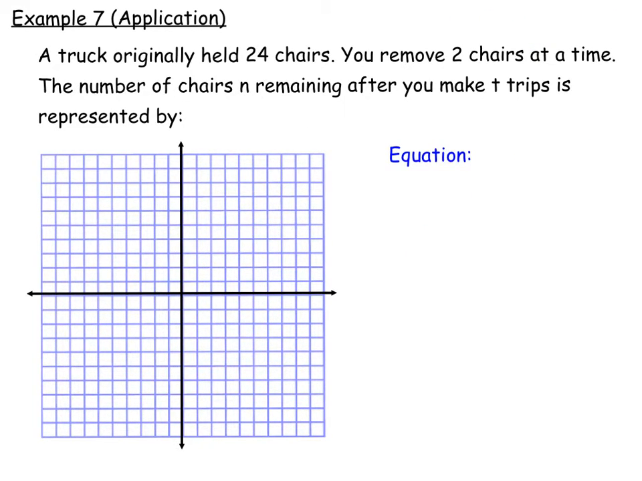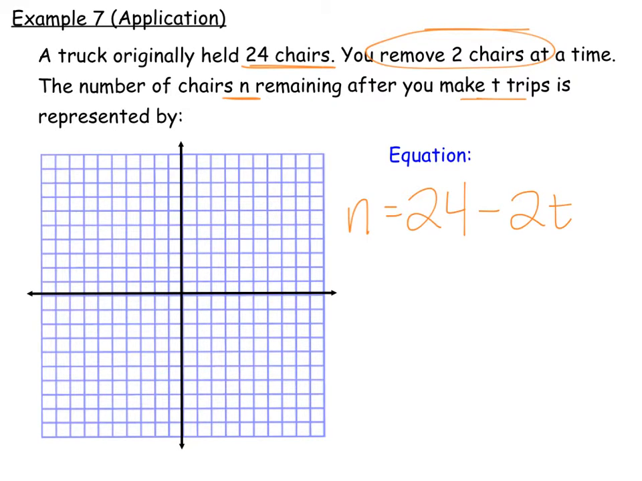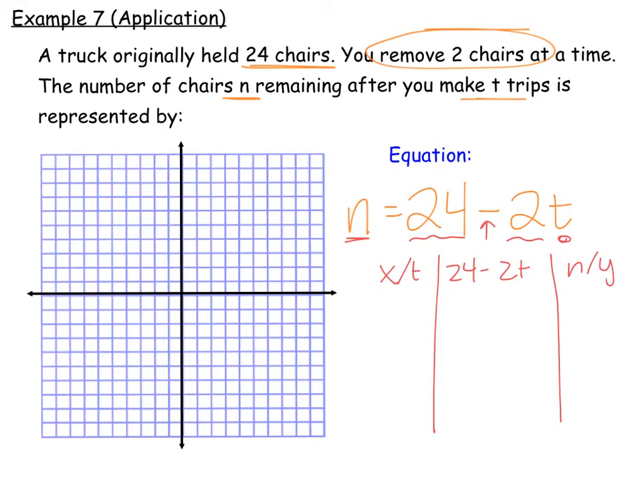Next, we have an application problem. So, a truck held 24 chairs. Let's annotate a little. You remove 2 chairs at a time. The number of chairs n remaining after you make t trips is represented by what equation? If you notice, I wrote an equation. The number of chairs left is 24 original chairs minus 2 chairs per trip. And so now that we have an equation, we know to make a table, and t is really the x. We have our equation, and n is kind of like the y. So go ahead, figure out some values and plot it. What kind of graph is it going to be?